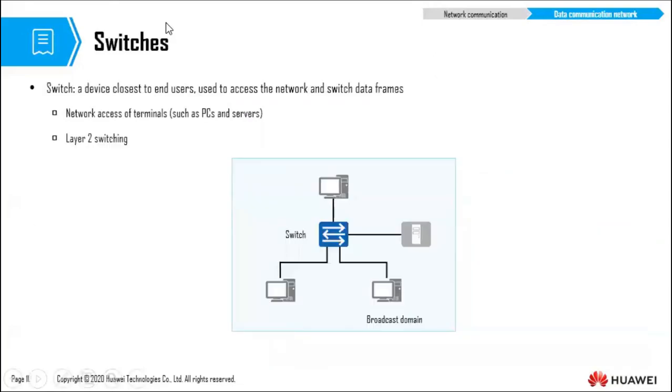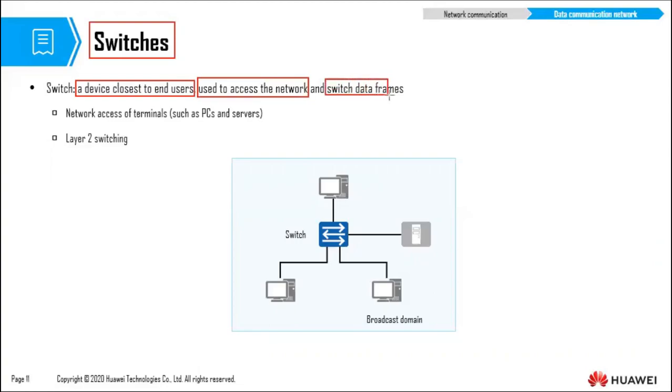Okay. So let's look at switches. We already mentioned what a switch is. We're going to learn a lot about switches. So this is just the introduction of what a switch is and how it is used. A switch is a device that is closest to the end user. It is used to access the network and to switch data frames. By that, it means that if you send a packet here, for example, it can send it particularly to this particular device, or it can send it to both devices at the same time. So that is what we're calling switching.